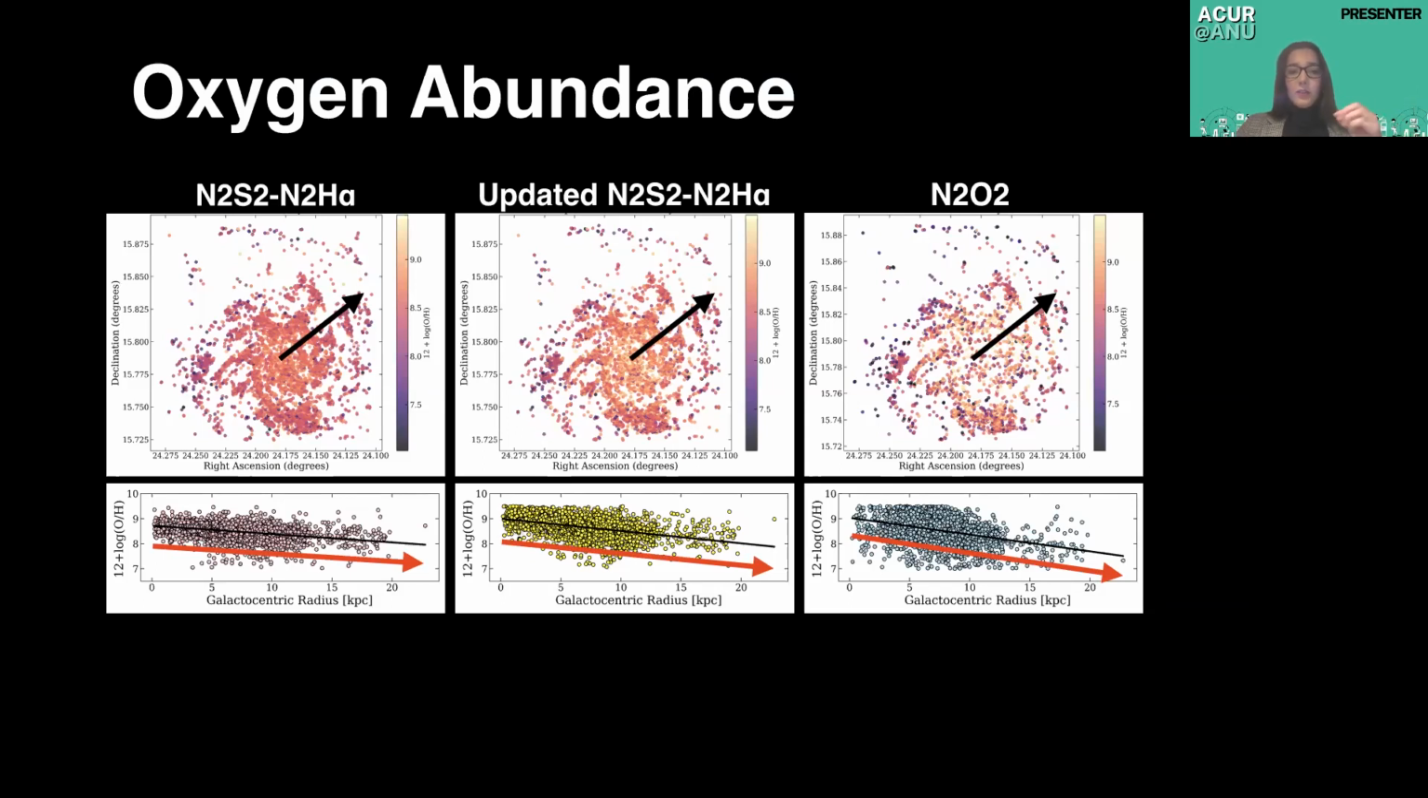Each data point in these plots corresponds to an individual H2 region and is color-coded by the oxygen abundance. So lighter data points, for example, in the center of the galaxy, will have a higher oxygen abundance and vice versa. The plots below show the radial gradient of oxygen abundance, which is essentially the same information as above, but shown in a different way. The galactocentric radius is the radius from the center of the galaxy. I'll explain more about the significance of the gradient in a moment, but for now, understand that these different methods of calculating oxygen abundance give us different results, and this is why we need to test these multiple different methods.